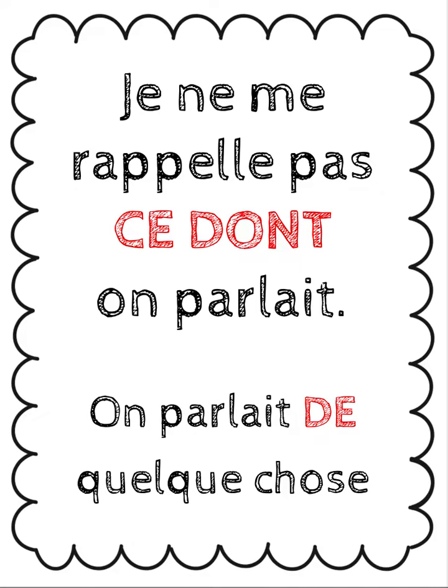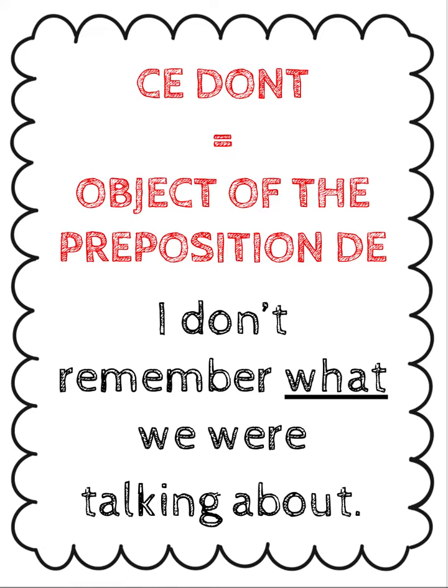Je ne me rappelle pas ce dont on parlait. So look down at the bottom and you'll see where I've written on parlait de quelque chose. We were talking about something. Now the de is super important when you're learning and wondering, do I use que or do I use dont? If there's a de after the verb, you have to use dont because ce dont is the object of the preposition de. In English, I don't remember what we were talking about. Je ne me rappelle pas ce dont on parlait. D'accord?